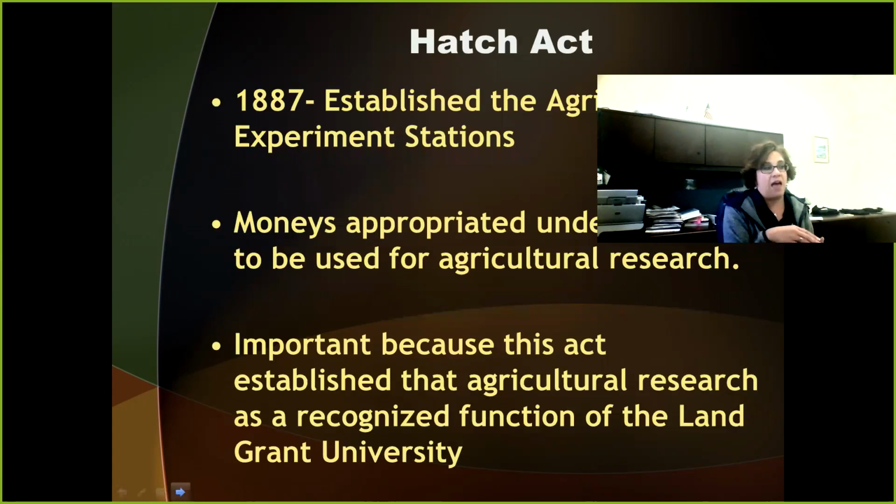Along with our land grants then came what they call the Hatch Act, passed in 1887. They saw all these great things happening at the land-grant universities, on campus, but we needed to get it out into the hands of the people in the state too. So in 1887 they passed the Hatch Act, which established our agricultural experiment stations, and the money appropriated under this act is used for agriculture research.